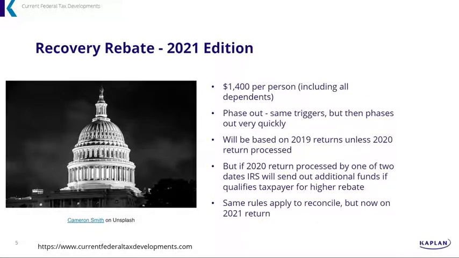And again, we reconcile just like we did this year, but we're going to reconcile on the 21 return. So we do not need to know the amount they're being paid, and the payments are going out right now. We don't need to know how much that is before we can finish their 20 return.